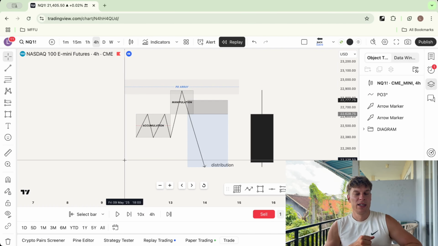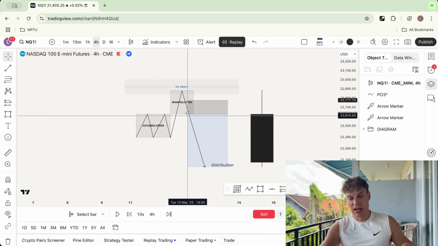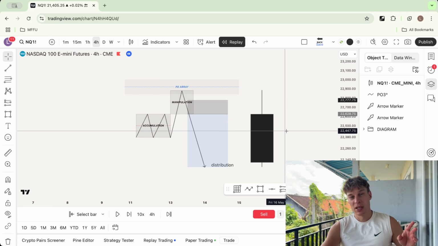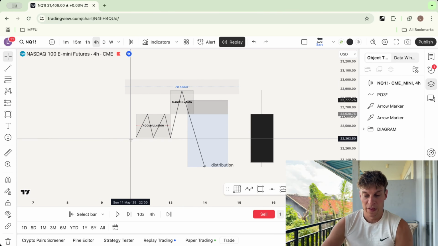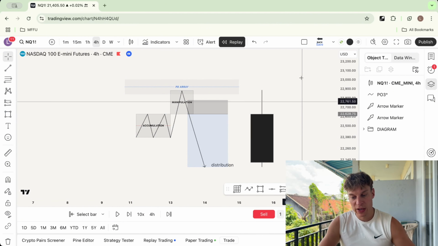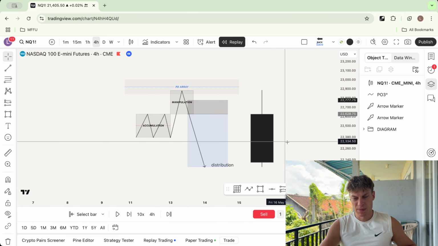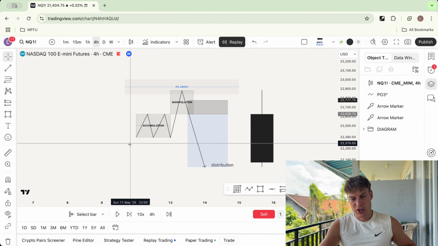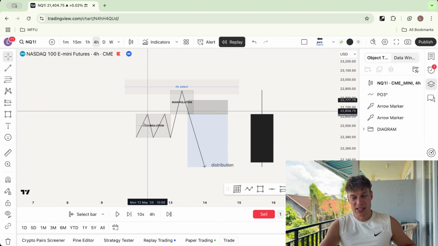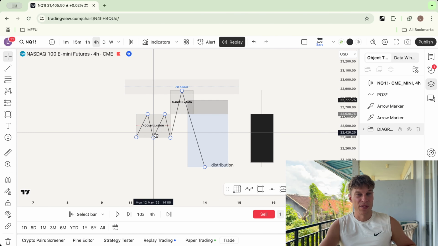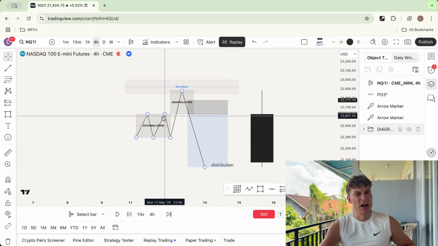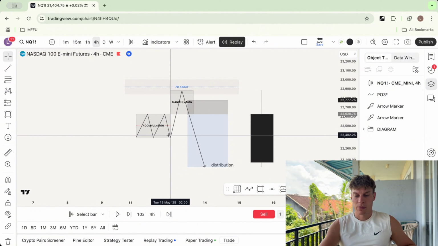So what is the 4-hour PO3? Effectively, it uses an accumulation, manipulation, distribution concept, which is based off an ICT concept. The idea is that every candle is formed in a similar sort of way. We have our candle open, where we'll have our accumulation phase. This is where price is indecisive about where it wants to go. Orders are filling up, orders are being put into the market. We're building up volume here.